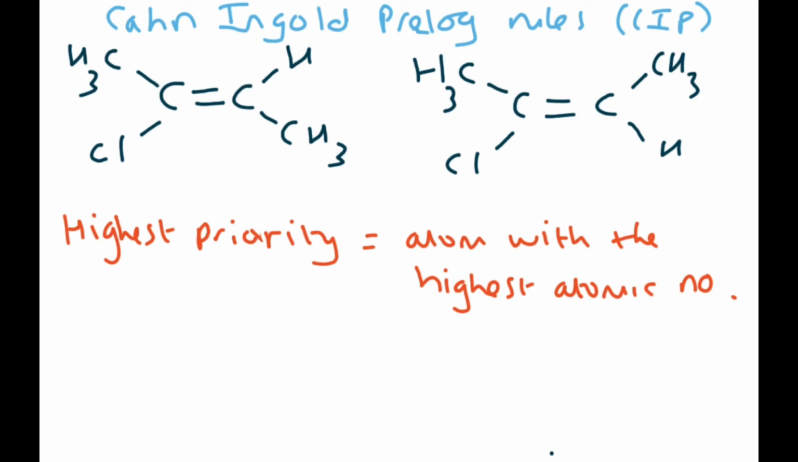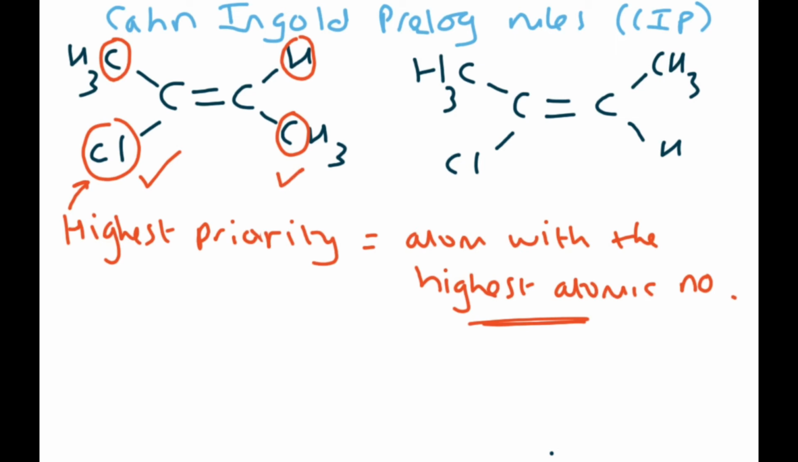So let's have a look on the left. Let's have a look at chlorine, and let's have a look at carbon. So it's the atom that's joined to the carbon of the carbon double bond. Which one has got the highest atomic number? Well, it's the chlorine, isn't it? So we say that that is the highest priority. Then we do the same thing on the right hand side, and we go carbon, and we say hydrogen. Which one has got the highest atomic number? And again, it's the carbon. And the two with the highest atomic number are on the same side of the double bond, and it's called the Z isomer.